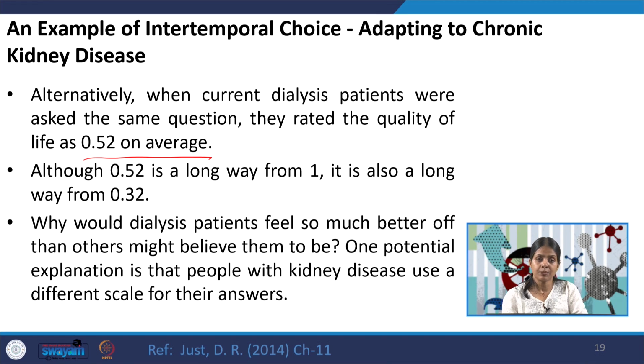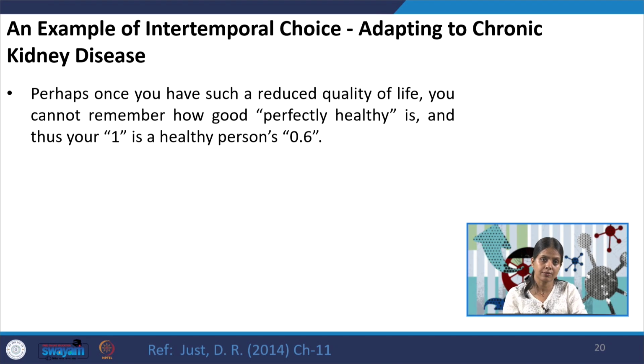Why would dialysis patients feel so much better off than others might believe them to be? One potential explanation is that people with kidney disease use a different scale for their answers. Perhaps when you have such a reduced quality of life, you cannot remember how good perfectly healthy life is, and thus your 1 is a healthy person's 0.6. So, basically, the perception has probably become distorted or it has changed substantially.